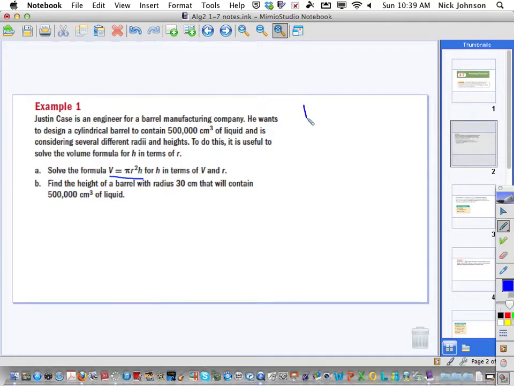So V equals pi r squared H, and we want to solve for H. So I have to take pi r squared and move it to the other side. Well, the inverse of multiplying is division. Whatever I do to one side, I have to do to the other side. So H equals volume divided by pi r squared. So we took a formula that was solved for volume, and now we turned it so we could find out the best height that we could get for that volume.